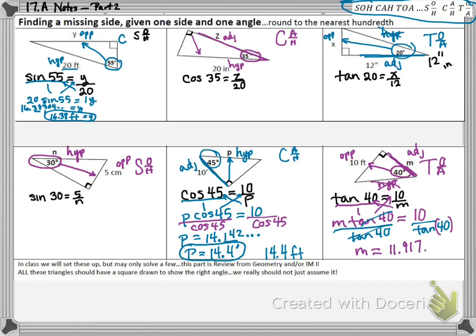11.917. In this case, I'm looking for 2 places past the decimal. And that 7 is a little bit larger than 5. So instead of writing 11.91, I'm going to write 11.92. It's that 7 that makes my deciding factor. Original problem had feet. I'm writing it down with feet. And there's my answer. Pause it if you need to look at what we just did.